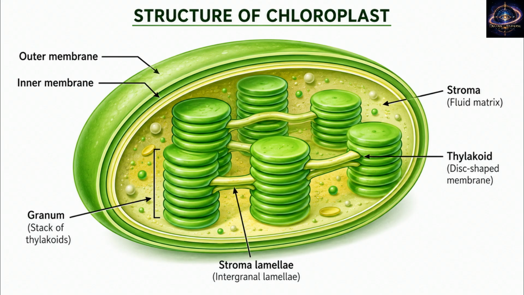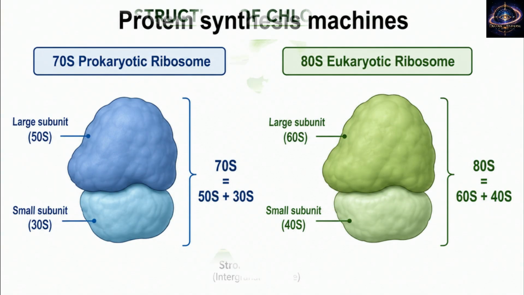Q11. Give examples of prokaryotic cells. Bacteria, blue-green algae, mycoplasma, and PPLO. Q12. Give examples of eukaryotic organisms. Plants, animals, fungi, and protists. Q13. What is cytoplasm? Cytoplasm is the semi-fluid matrix inside the cell where many chemical reactions occur.